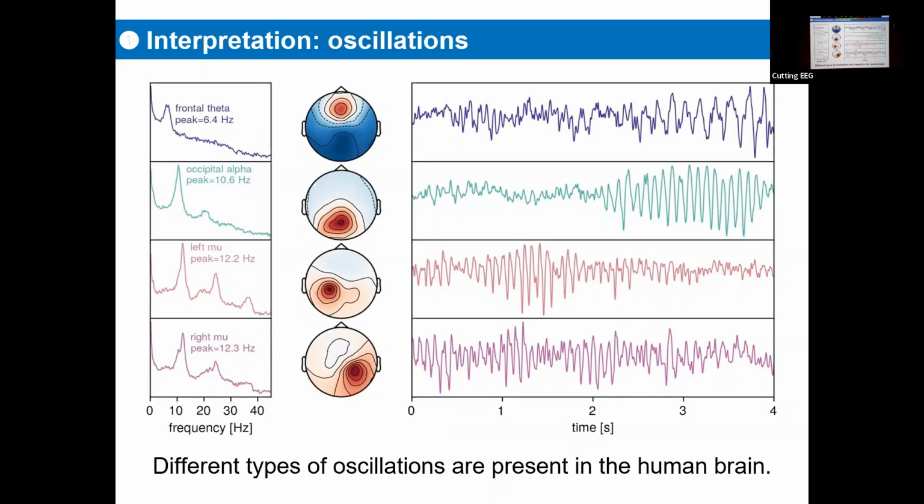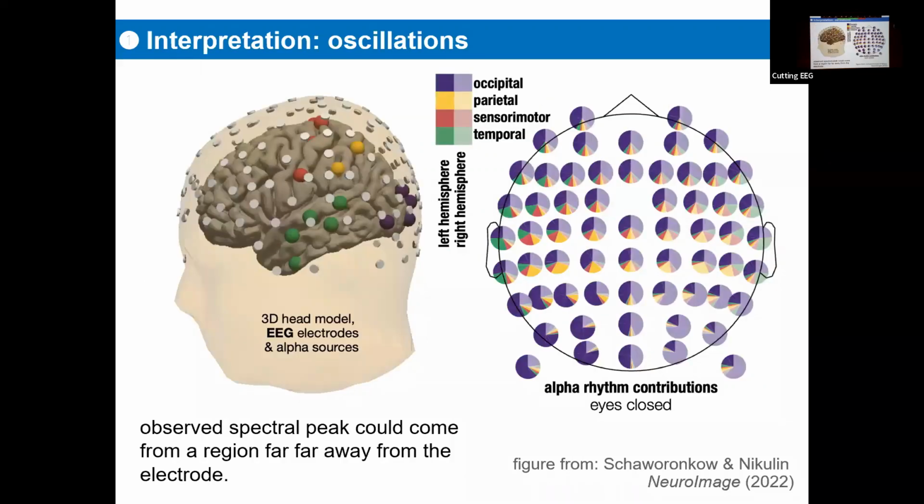And you see that there are different oscillations, even though they are in the same frequency band. So what we wanted to illustrate a little bit is that if you look at your spectrum from a specific electrode and you observe a spectral peak, the peak could also come from a region that is far, far away from the electrode.